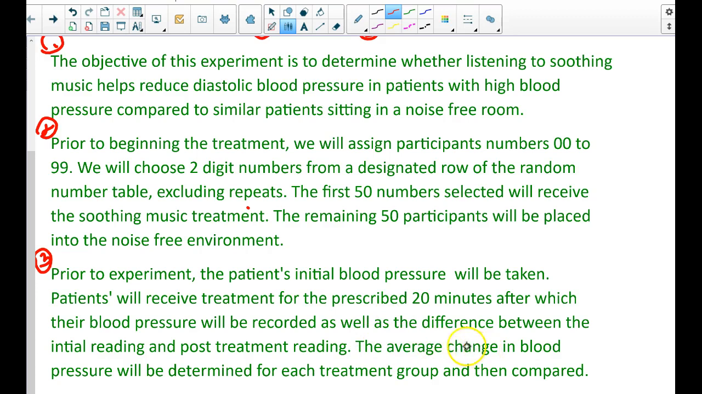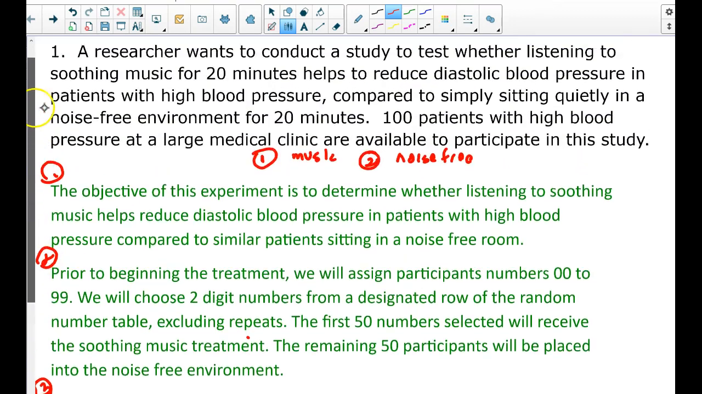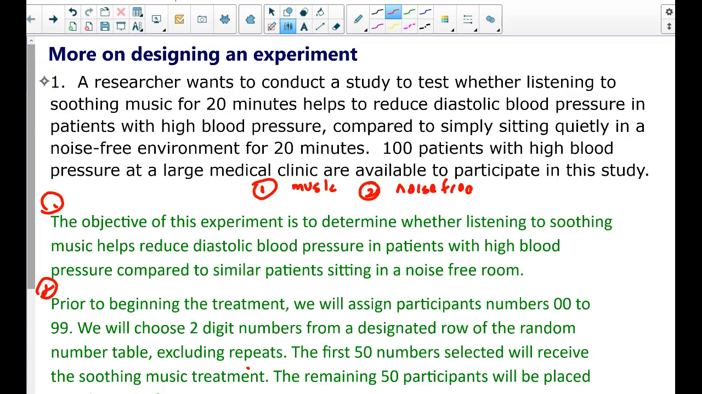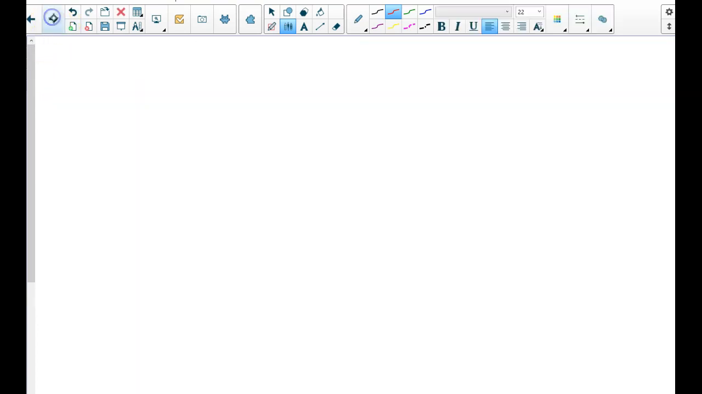We're then going to take the average change in blood pressure for each treatment group, and then we're going to compare those treatments. And that's it for the write-up. And they're all pretty similar. So let's go to one more example that I did slightly differently.